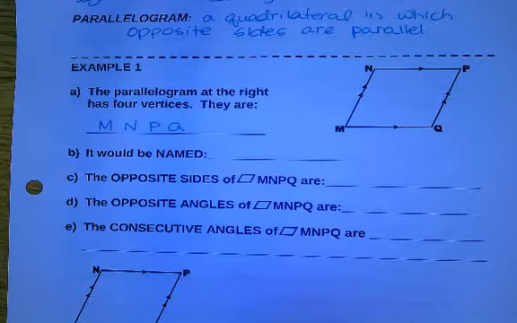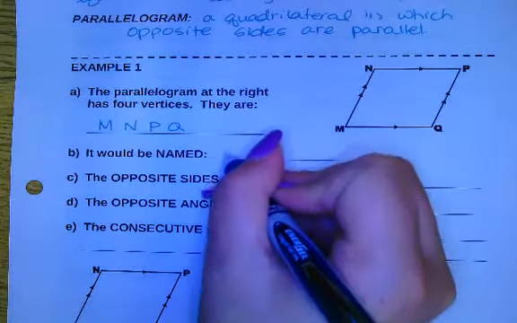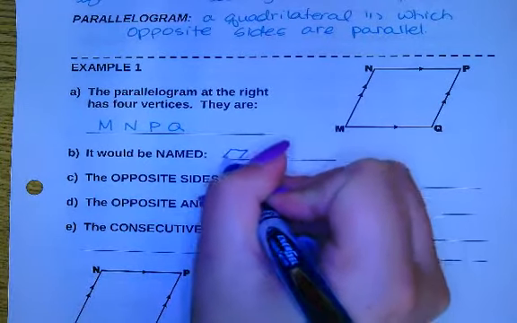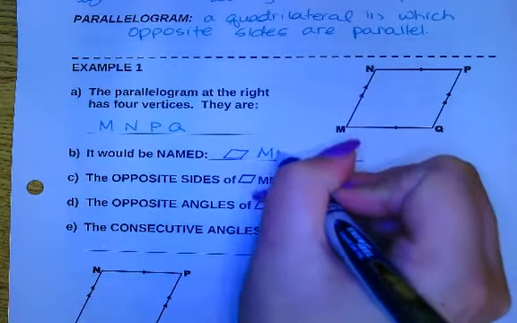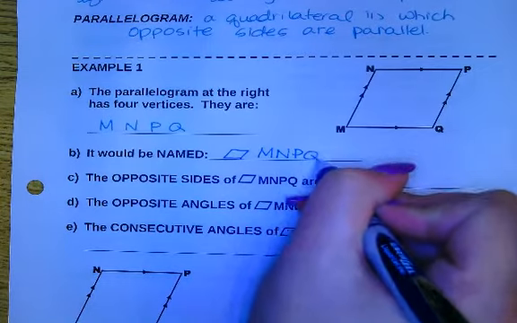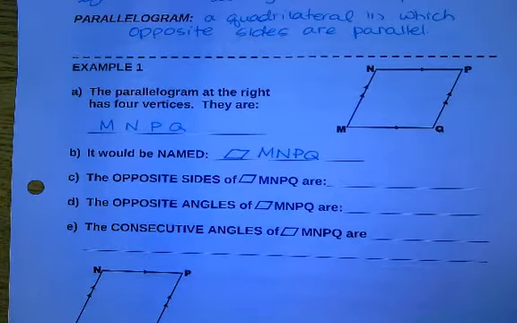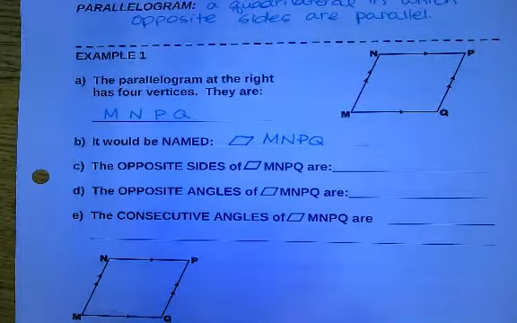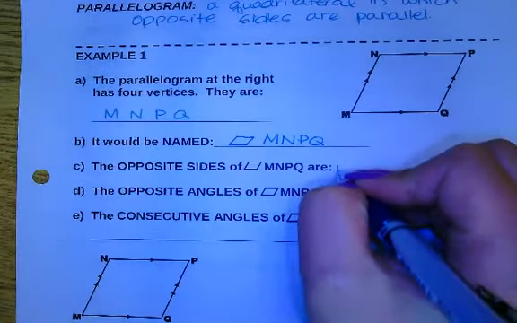It says it in part C. MNPQ. Very good. So you just name it with the 4 vertices and then the little symbol. Okay, so if you see that in a proof or something, that is parallelogram MNPQ. Do you have proofs on this? Lots of them, yeah. Okay, opposite sides for parallelogram MNPQ are, NP is opposite of what?